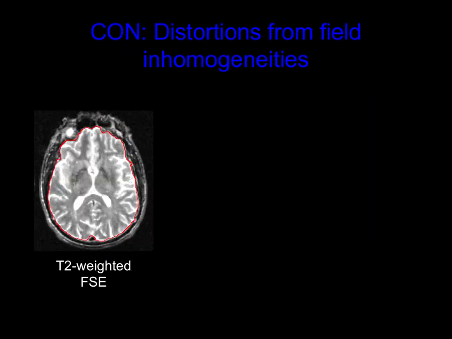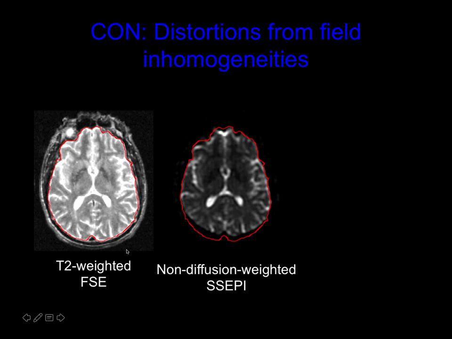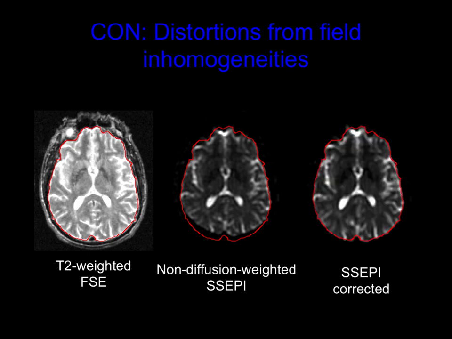So the first one being the distortions from the field inhomogeneities. Here I have an axial slice from a T2 weighted fast spin echo image, so there's no distortions on this slice here. Now when we look at our non-diffusion weighted or B0 image, you can see that if I take this outline of the brain and copy it onto here, the brain has been squished back here. So this is the EPI related distortion. This can be corrected though in post-processing with software, and we can regain the brain shape.